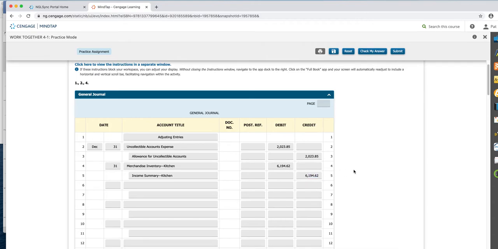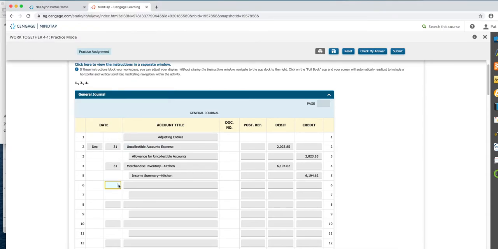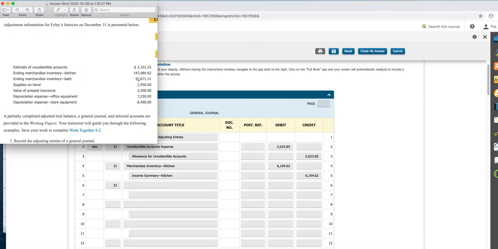6,194.62. Okay. The next transaction, ending merchandise inventory for Bath. So again, this is like when we periodically counted all our stuff up. So on the 31st, we had that much amount.